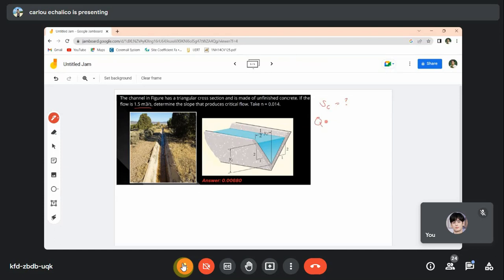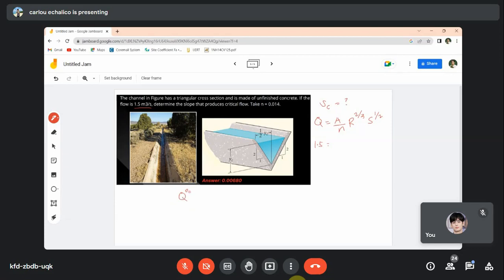Okay? Muna ang required. So, syempre, Manning's formula, Q is equals to area over N, R raised to 2/3, S raised to 1/2. So, ang Q na to is given discharge 1.5 meter cube per second. Karon ang area na to, wala kabalo, in terms man siya sa YC. So, in this case, kailangan sa natapaon si YC.